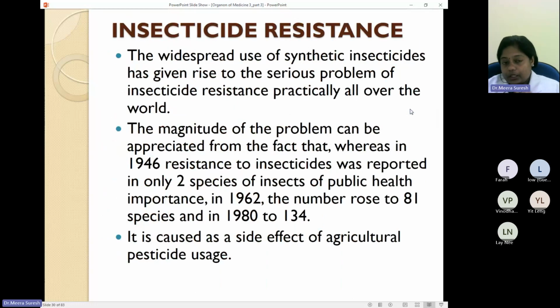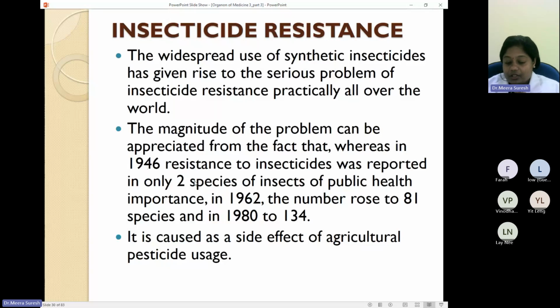Now we go towards the main issue, that is insecticide resistance, which is a very big problem. The widespread use of synthetic insecticides has given rise to this serious problem. And the magnitude of the problem is so big that we can understand it. In 1946, resistance to insecticides was only reported for 2 species of insects. In 1946, only 2 species were resistant to the insecticides.